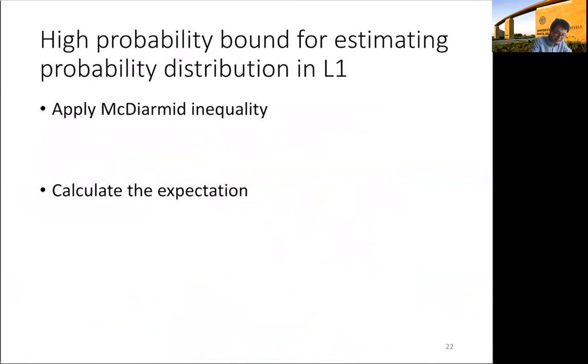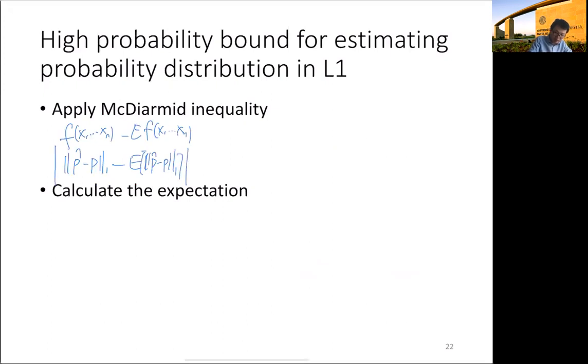So what is it that we are getting? So recall that McDiarmid gives us a high probability bound of f(x1 to xn) minus expected value of f(x1 to xn), right? So what is this f again? So this f is the p hat minus p, 1 norm, minus the expected value of p hat minus p, 1 norm.